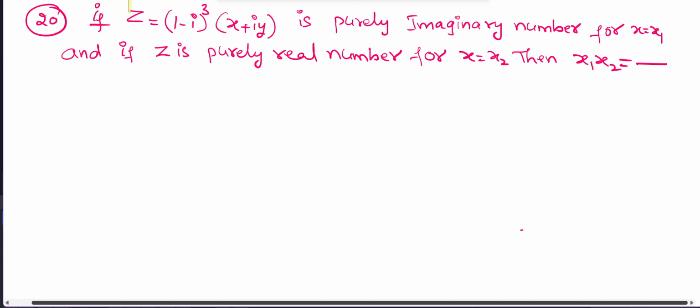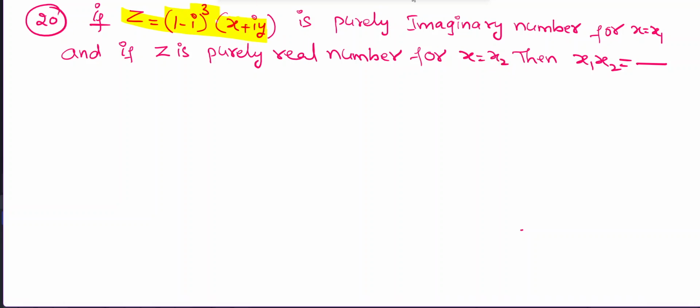This is the next question. Z is given: Z is equal to (1 minus i) whole cube into (x plus i). This is the given expression. Z is a purely imaginary number for x is equal to x1. Z is a purely real number for x is equal to x2. Then x1 x2 is equal to dash.